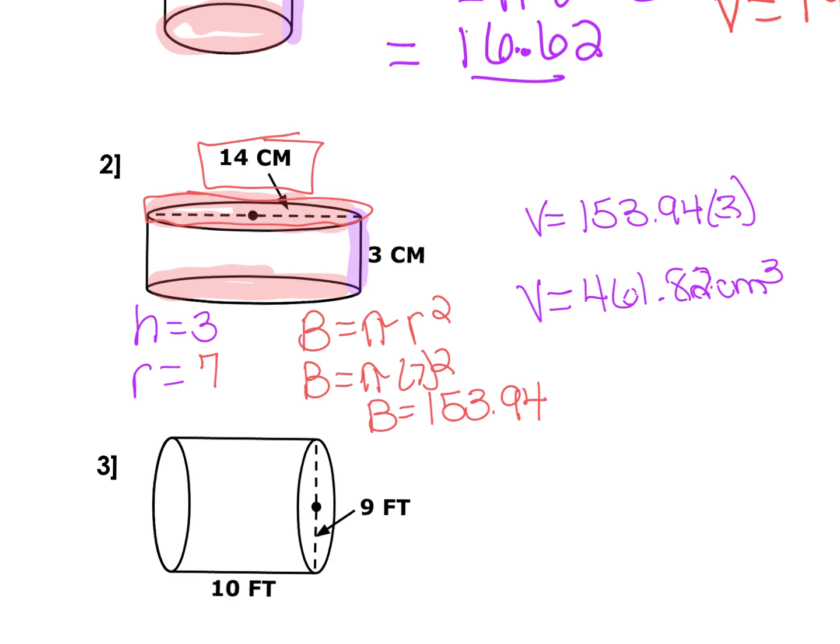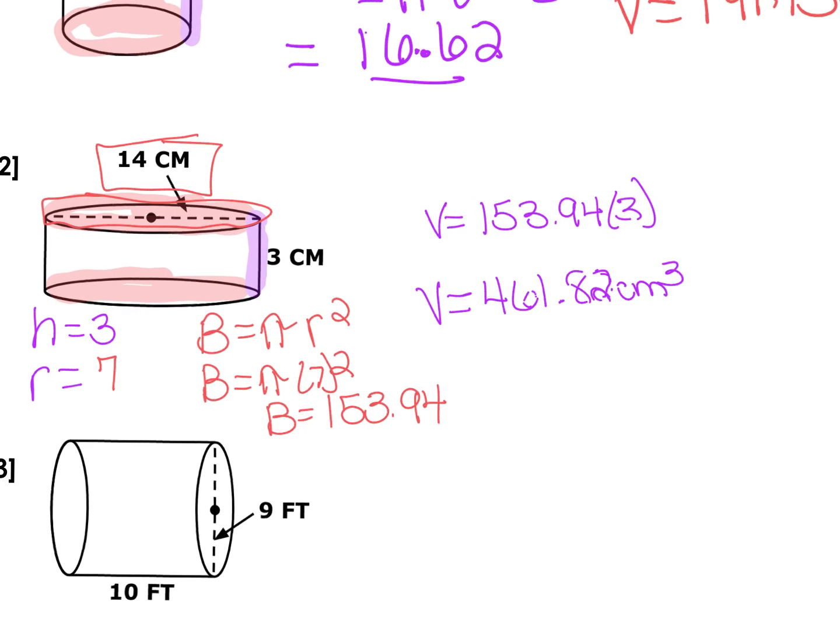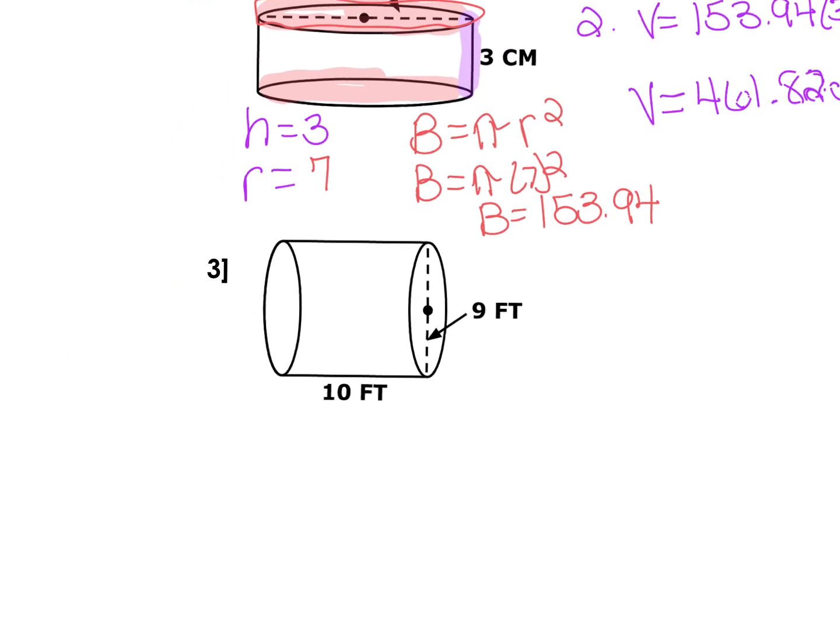So welcome back, and here we go. How did we do? Did you first know you had to calculate the area of the base, and did you get the 153.94? And then your second step should have been to plug it into that formula. So the volume of this cylinder was going to be 461.82 in centimeters cubed. Okay. Now let's look at number 3.